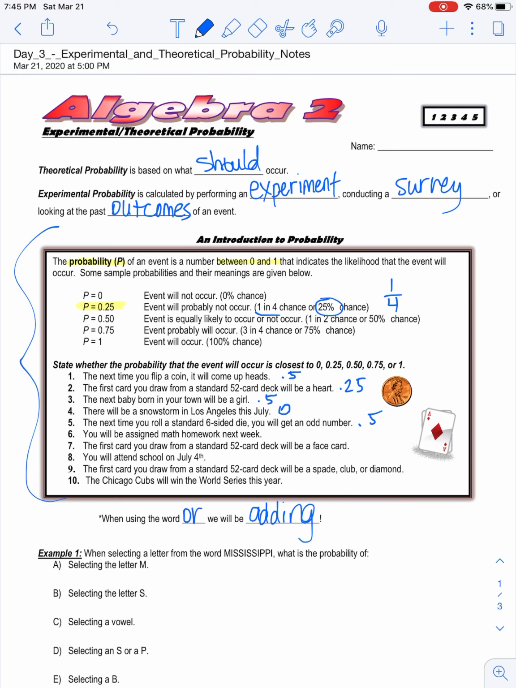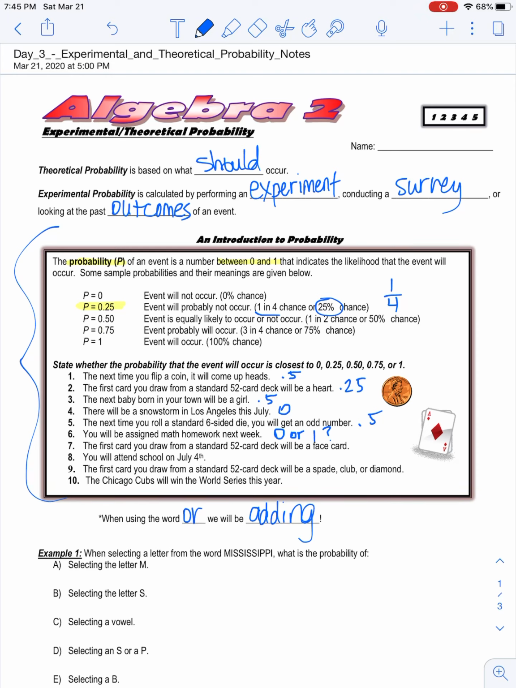You will be assigned math homework next week. Ooh, this is actually a trick question because next week is spring break, so I'm going to go ahead and put 0. But if it was any other week, then it'd probably be guaranteed since I usually give homework every night. So 0 or 1, depending on the week.